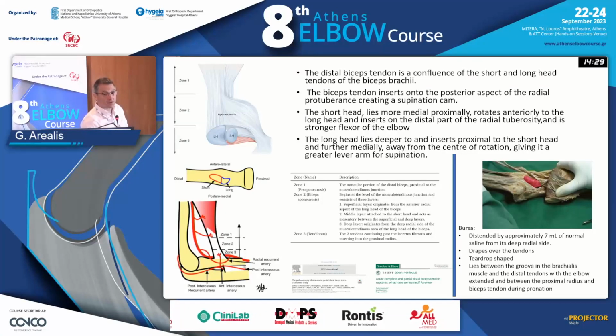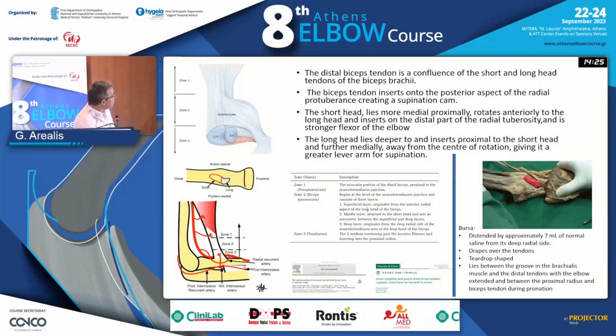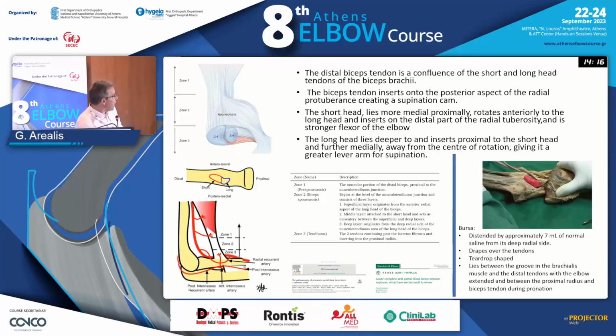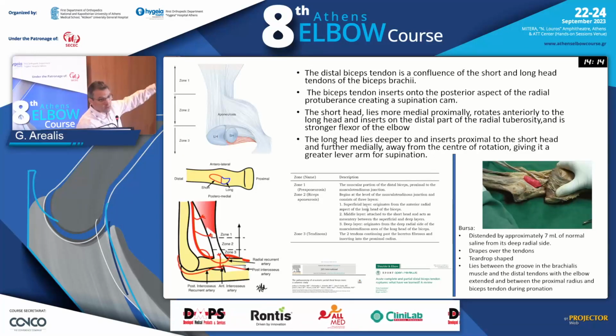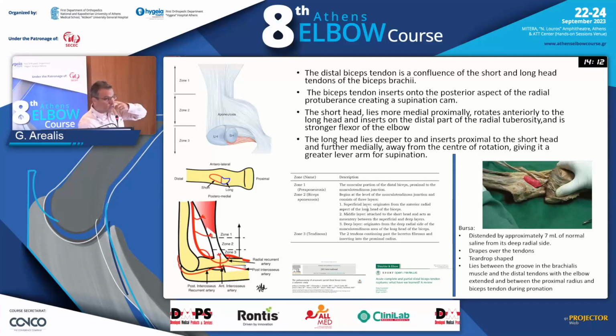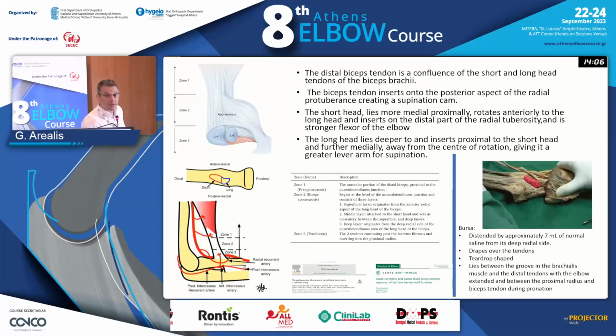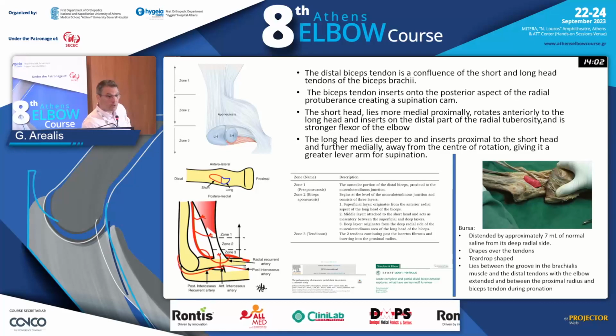It's the biomechanics of the actual tendon that can lead to injuries like this. The short head attaches more anteriorly, the long head more posteriorly, so the short head is a stronger flexor. And we also need to be aware of the zones of vascularity and the bursa, which engulfs the entire distal tendon, and it's that bursa that allows endoscopic procedures around the distal biceps tendon.